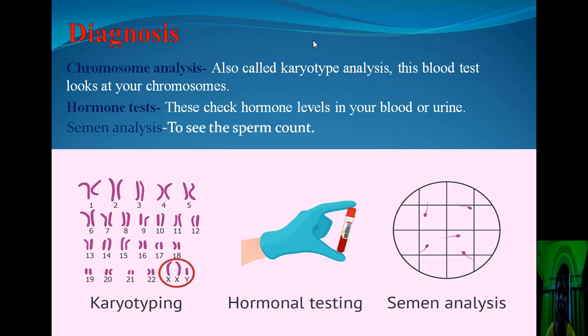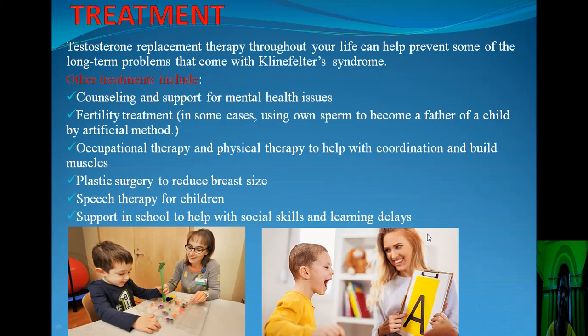Next, come to semen analysis. Semen analysis is done to see the sperm count. If the quantity of sperm is less, then it can be detected that the person may be suffering from Klinefelter syndrome. So this is the karyotyping test, then this is the hormonal test, and this is the semen analysis. You can see in this diagram.